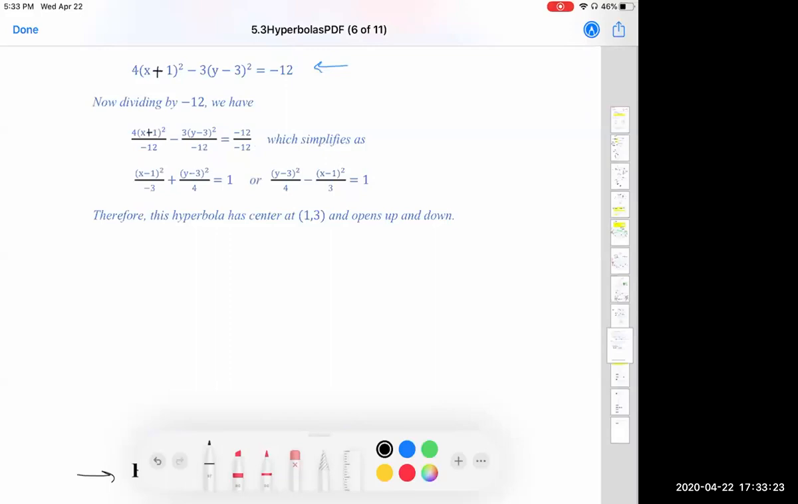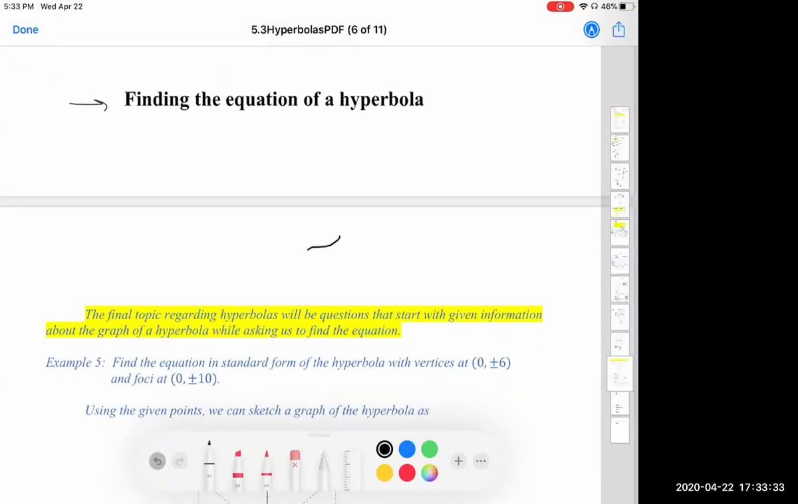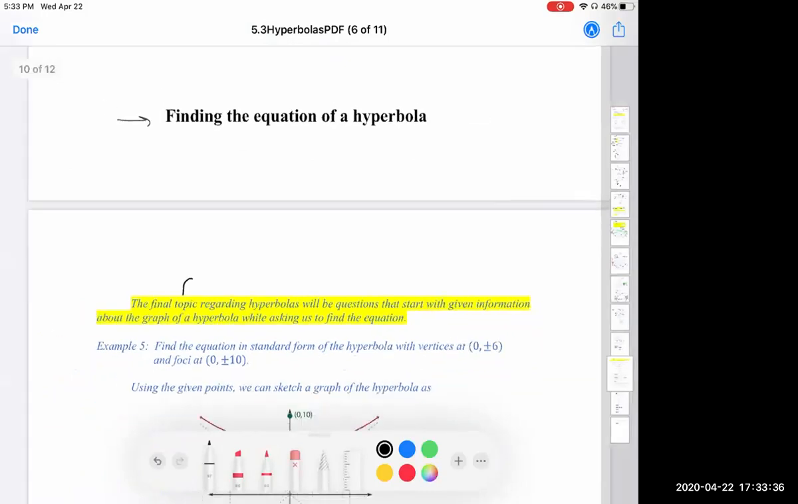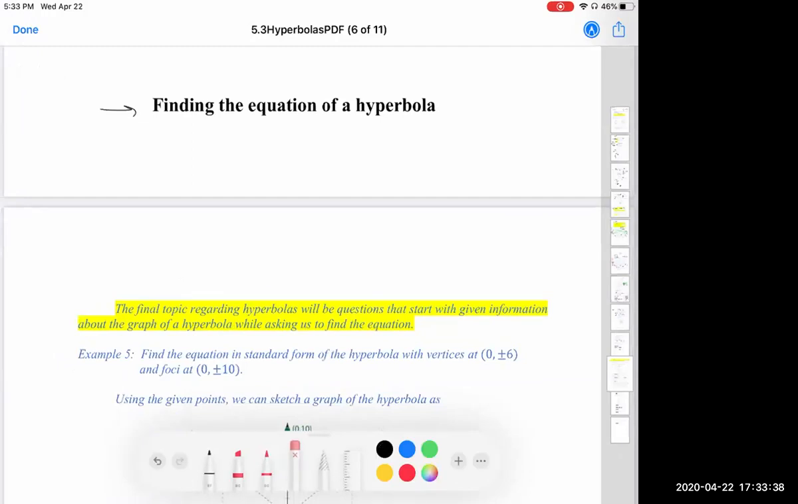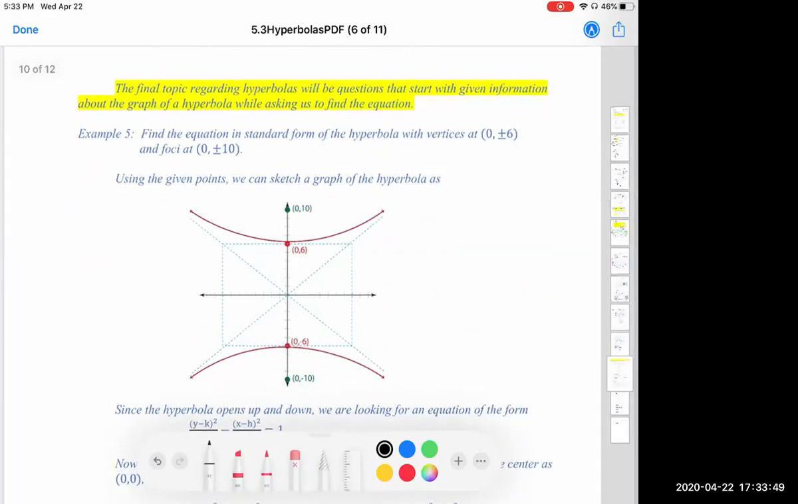So we have a center at negative 1, 3. Right. Okay, let's move forward to finding the equation of a hyperbola. Now I don't mean to cut that problem short, but I think we got practice doing those types of problems in our homework, and we can live without another example of that. All right, finding the equation of a hyperbola. The final topic regarding hyperbolas will be questions that start with given information about the graph of a hyperbola while asking us to find the equation.